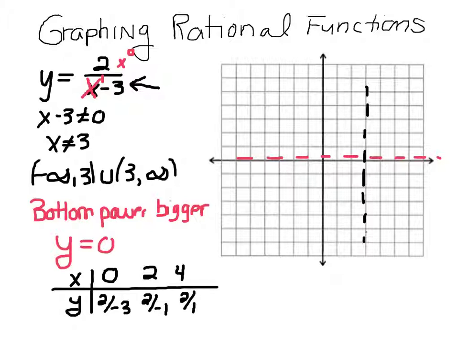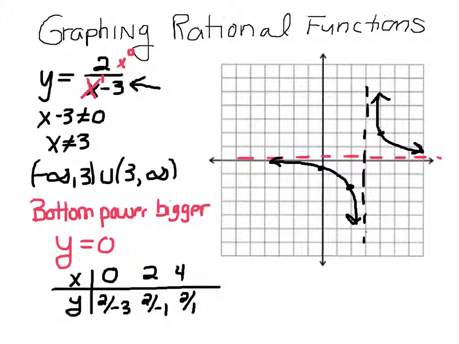I plot each of those points. Here's 0 and negative 2/3. Here's 2 and negative 2. So this graph is trapped here. And my next point is at 4 and 2. This section of the graph is trapped in here.